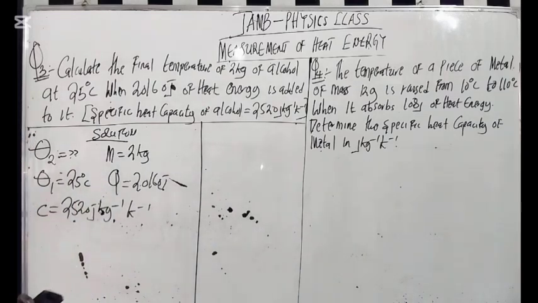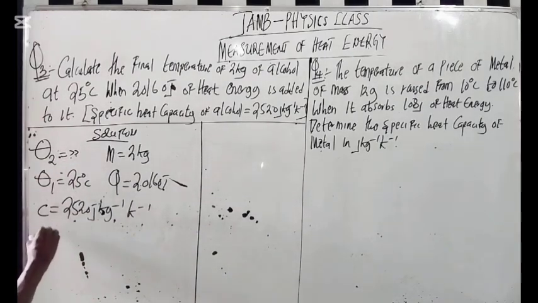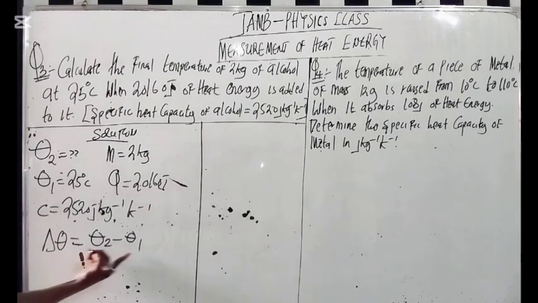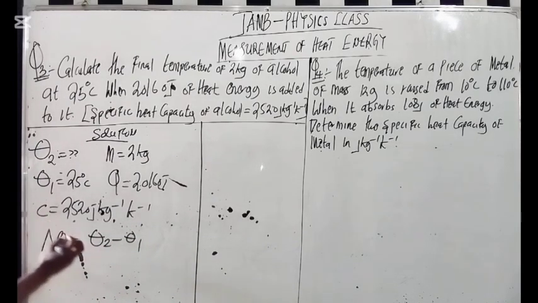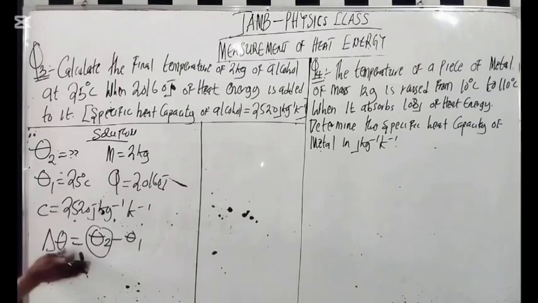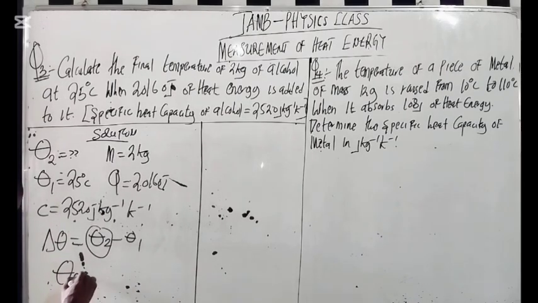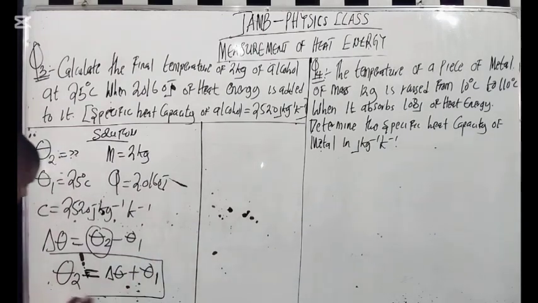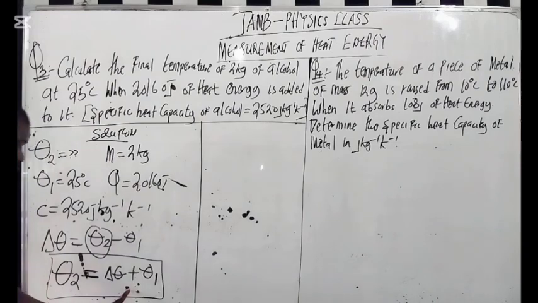Now, how do we solve this? How do we calculate the final temperature here? Understand that change in temperature is equal to theta 2 minus theta 1, final minus initial, right? Because I'm being asked to calculate theta 2, I make it the subject of the formula. So theta 2 is equal to change in theta plus theta 1. So this is the formula I'm going to make use of, right?